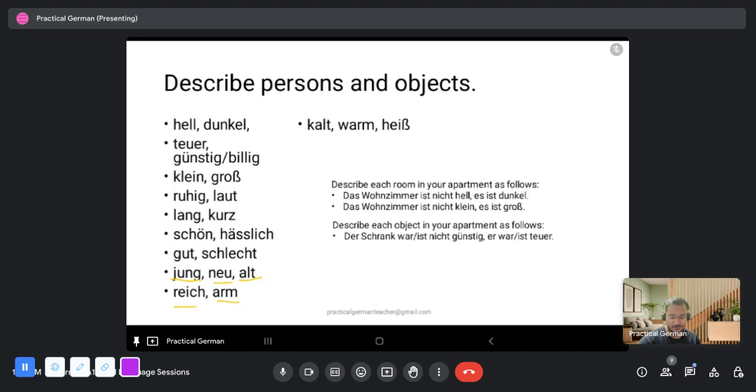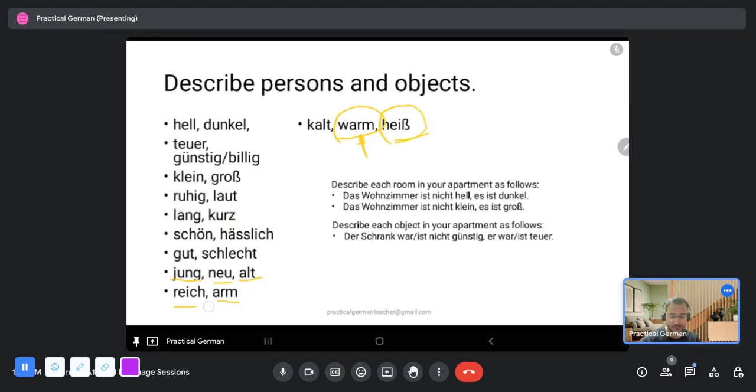Kalt, warm, heiß. Cold, warm, hot. This is hot. This is warm. In English we call it warm, and in German we call it warm, like not hot, not cold. It's the kind of temperature you need for your bathing water, right? Heiß is for your tea.